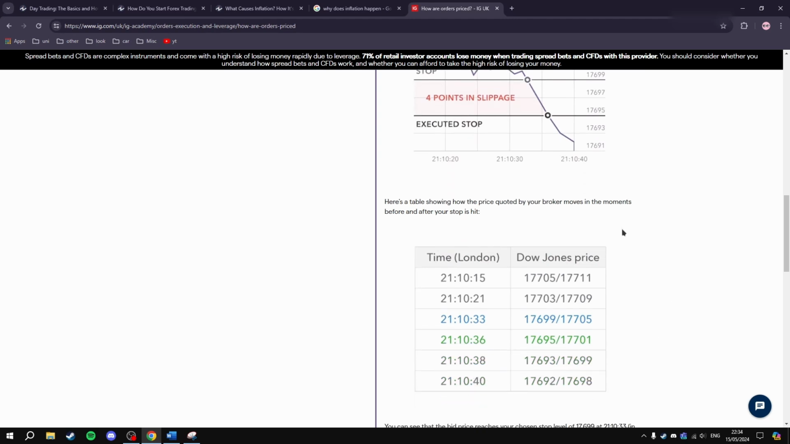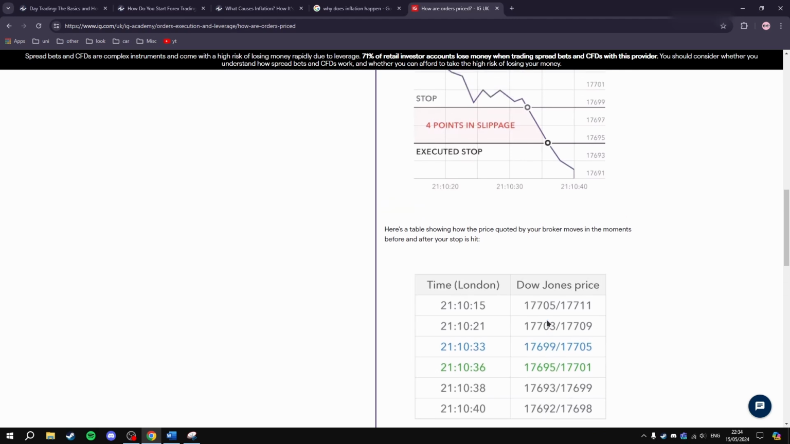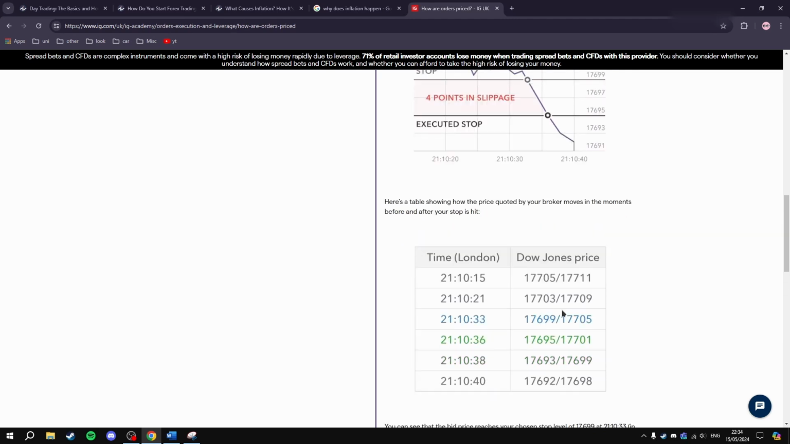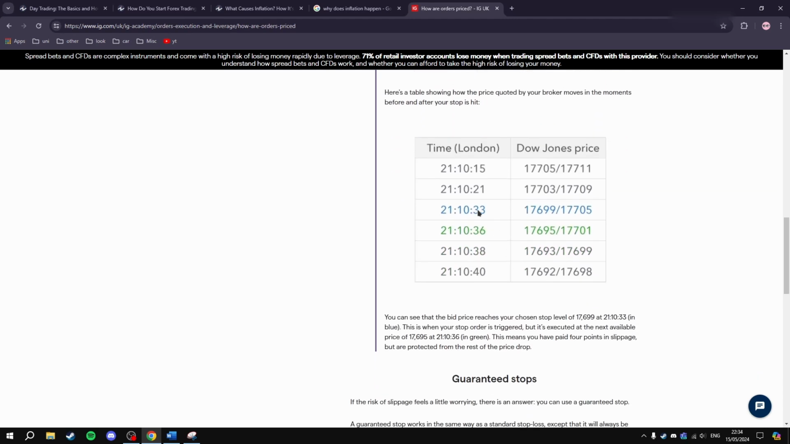17,699. Between these times, 17,699, 17,695. You can see that the bid price reaches your chosen stop level at 17,699 at 21.10.33 in blue. This is when your stop order is triggered, but it's executed at the next available price of 17,695 at 21.10.36 in green. This means you have paid 4 points in slippage, but are protected from the rest of the price drop.